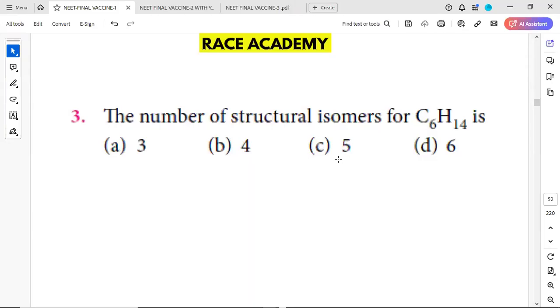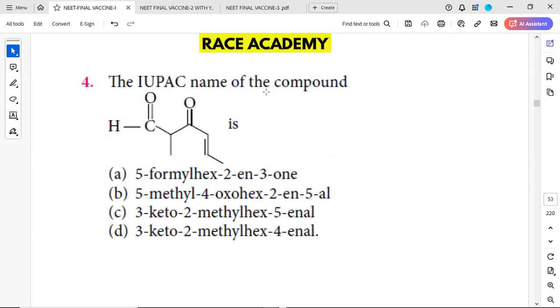So now what is the right option for this one? Option C is the right option. Next, the IUPAC name of the given compound. Here a compound is given, and once again they are asking the IUPAC name of the compound.